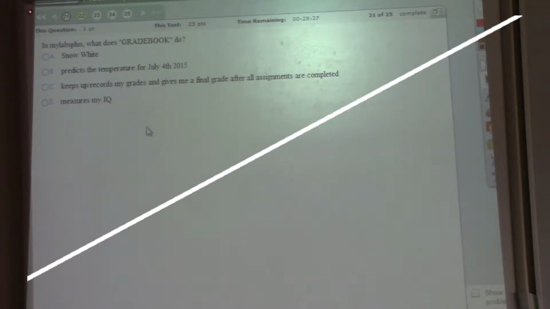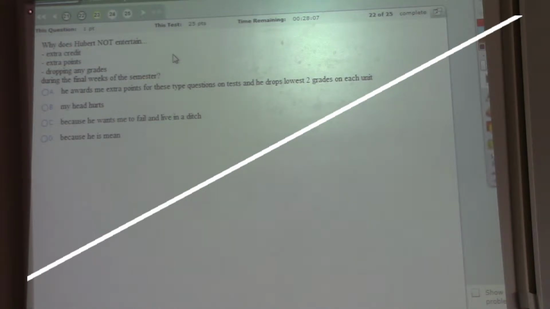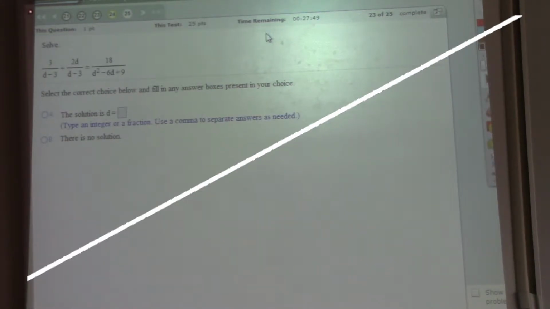In MyLabs Plus, what does the grade book do? Snow White. No, it predicts the temperature for July 4, 2015. That's why it's not called temperature predictor, it's called grade book. Yeah. It can also show you Snow White. Why does Hubert not entertain extra credit, extra points, dropping any grades during the final weeks? My head hurts. No, he wants me to fail and live in a ditch. Oh, yeah. Because he's mean. Yep, that too. There's your equation. I knew there was an equation on here somewhere.